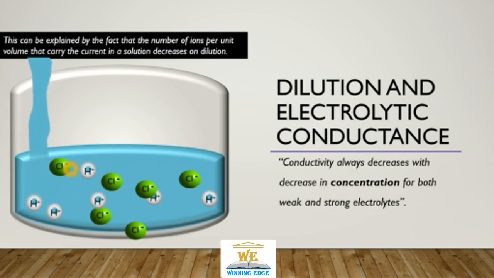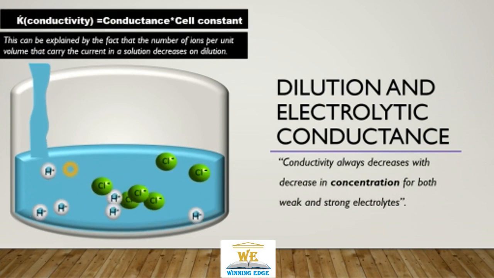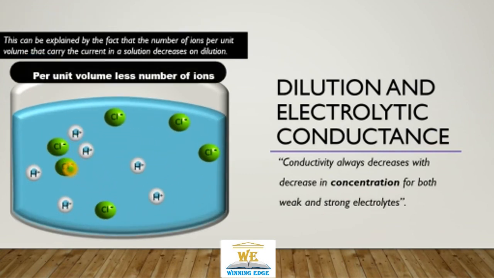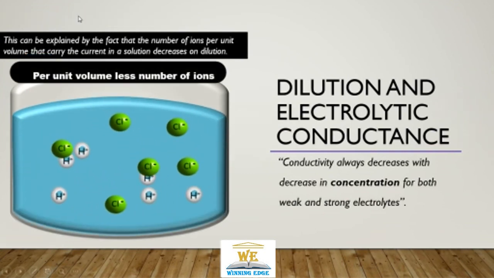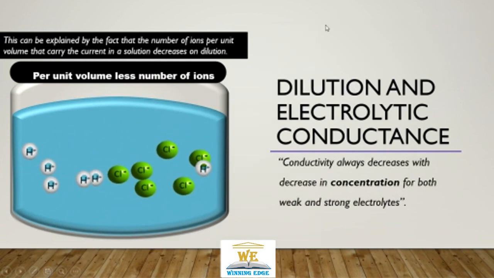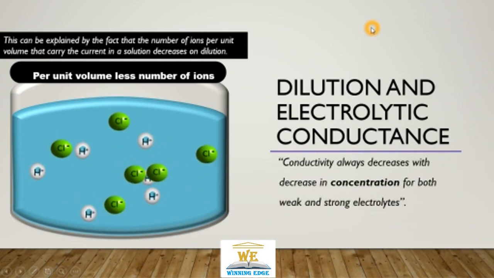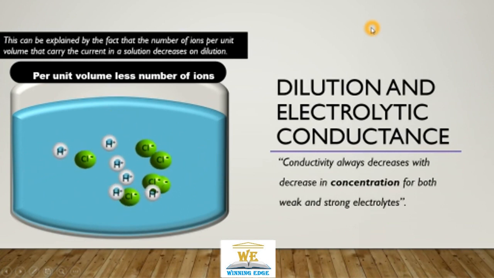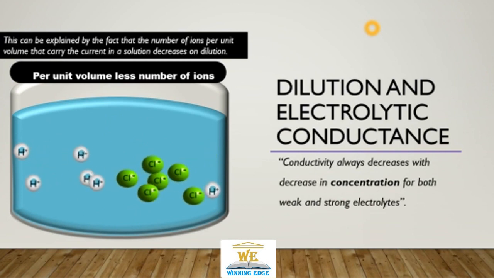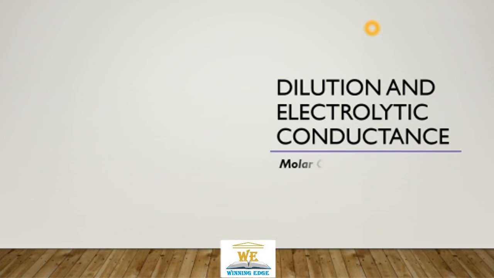We added a volume here. What happens? Conductivity will go down. So conductivity, we know, is equal to conductance into cell constant, which is per meter. Conductance will go down. That's why conductivity will go down.